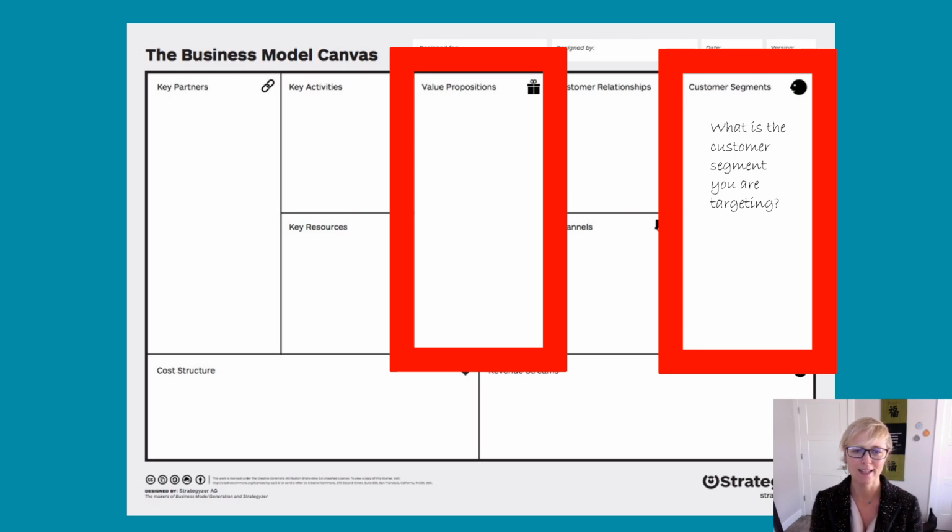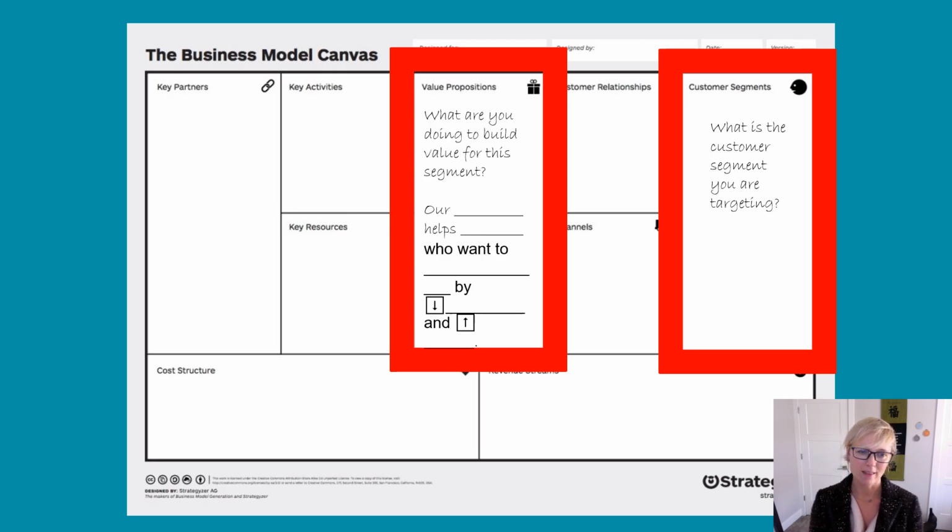After you fill in your segment, then we'll head over to the value proposition. These things can be done in conjunction and response to each other. But again, this is the format where you write your value proposition in the form of our particular product or service helps this particular customer segment who want to do these things by decreasing this pain and increasing this gain.